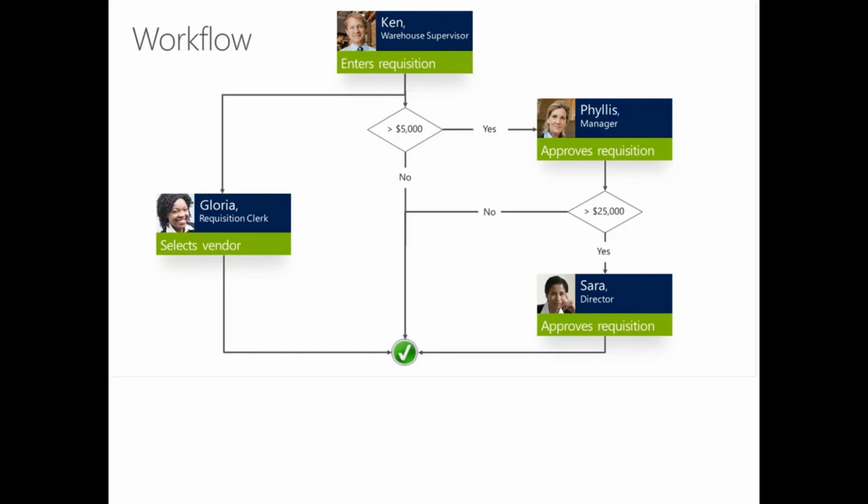Now, it doesn't have to go through all of these steps. The one on the left with the selecting of the vendor, that would, of course, be required. But if it's less than $5,000, it technically wouldn't have to be approved by Phyllis. So it can go through a different path depending on how it was entered. But that's what we're talking about when we talk about workflow and what kind of things we can do, the business process information. And we automate that, of course, now through Dynamics GP.